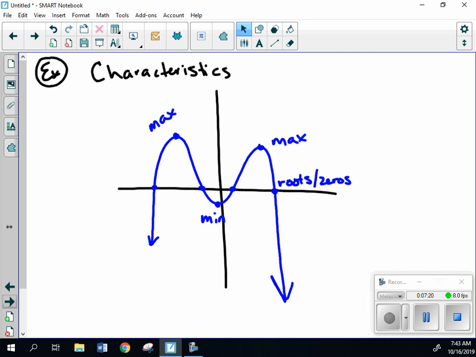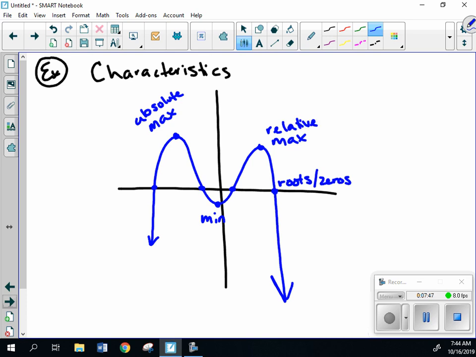The big thing here, though, is determining the difference between your maximums. Since you have two of them, you have to determine which one is actually bigger. So for instance, this left hump looks like it's taller than that other hump. So this one is going to be the absolute max, and this one is going to be called the relative. Because the relative, it's not truly the maximum for the whole polynomial, but in that area, it's the top of that graph. It gives us where the top of that hump is.